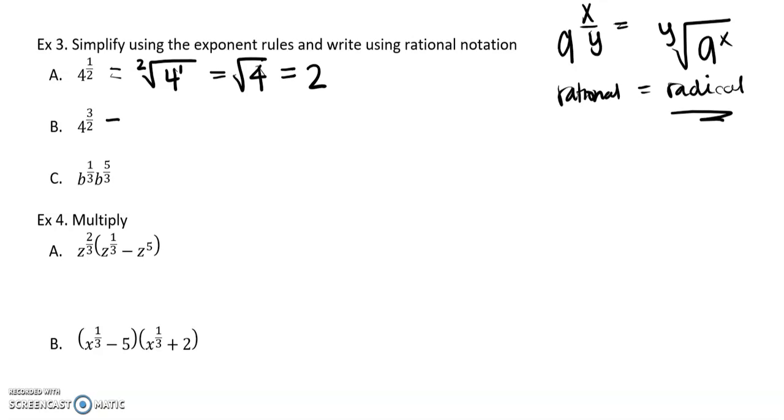Okay, now let's try it for the next one. So 4 is going to be what's inside, and then your denominator is your index, and then your numerator is what you raise your base to. So that's going to be 4 to the third. Then you could rewrite it as 4 to the third, which is 64.